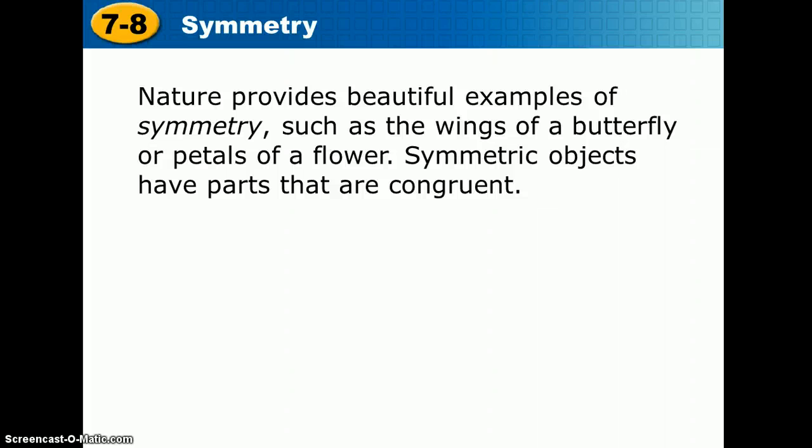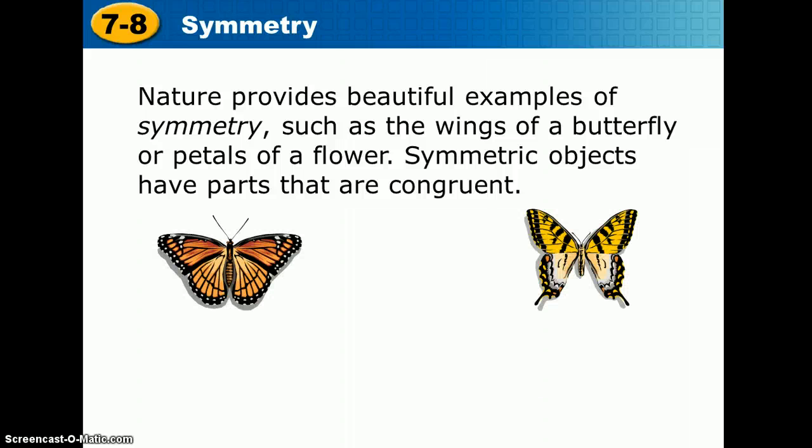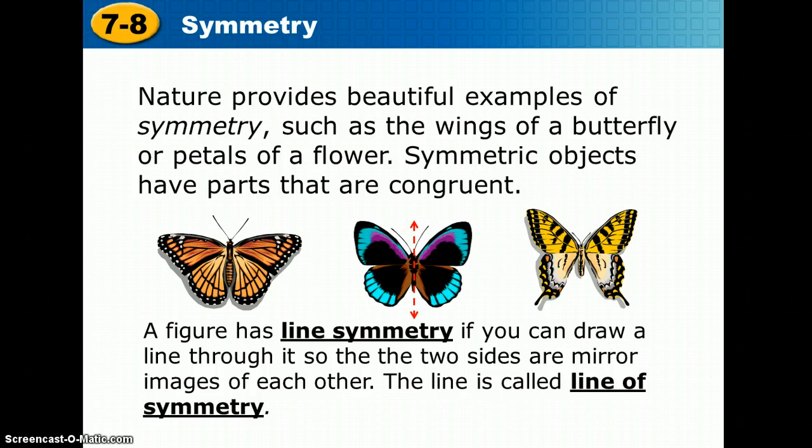In nature, you will always find many examples of symmetry, such as butterfly wings and the petals of a flower. Many things out there show symmetry. And remember, symmetric objects have parts that are congruent. A figure has a line of symmetry, and that is the cutoff between the two congruent sides. If you fold it across the line of symmetry, you would match up side to side, or congruence to congruence.